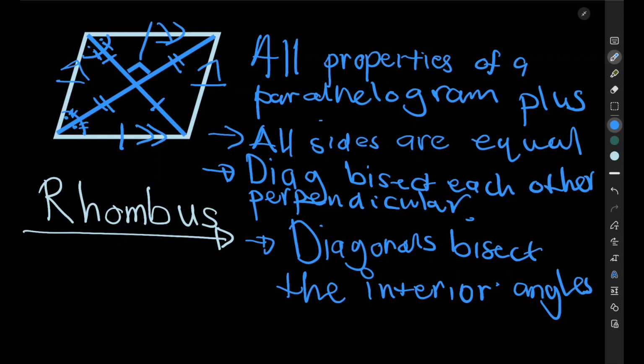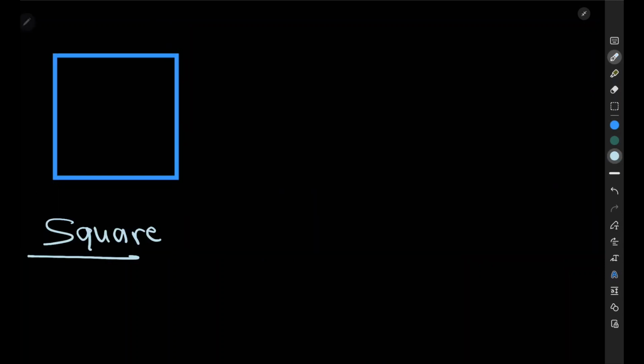It has all the properties of a parallelogram plus the other three properties, which is all sides are equal, diagonals bisect each other perpendicularly, meaning that they form this 90 degrees here, and the diagonals bisect the interior angles, meaning that it cuts the angles into two equal parts. Okay, so yeah, that's it when it comes to a rhombus.